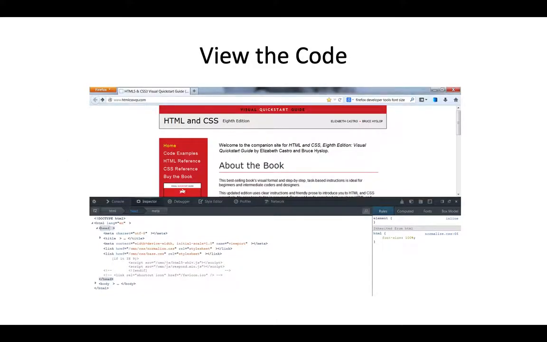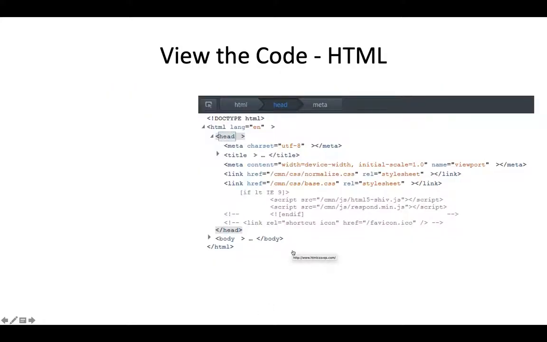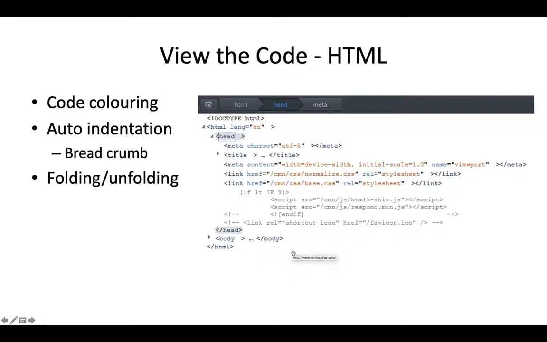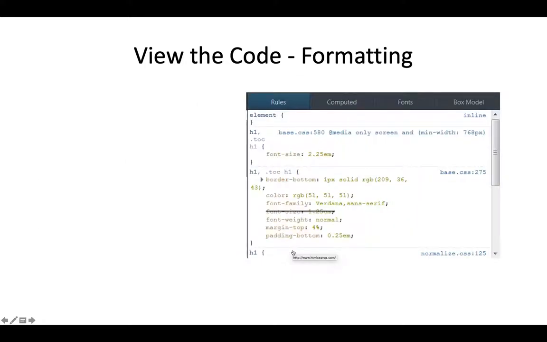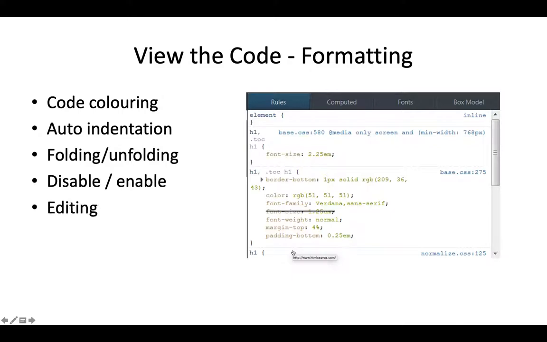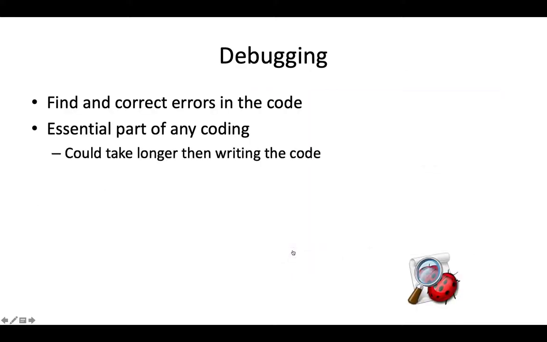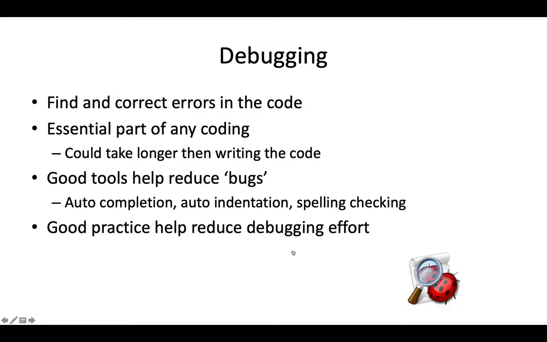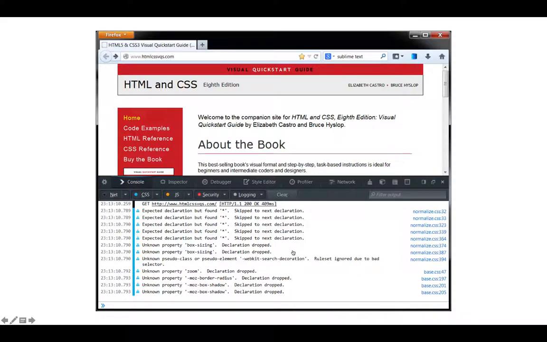So in Firefox, if you open it up, it looks like this. This will be your normal page, and this is developer tools. You can see the HTML code. You can see the formatting. And you can do debugging as well, which helps you find the errors in your code. We don't really have time to go through this. And you can use the console.